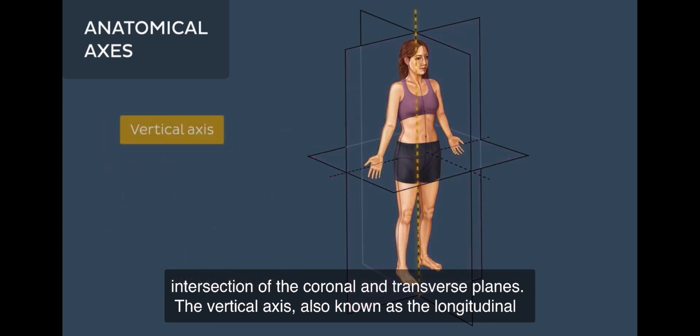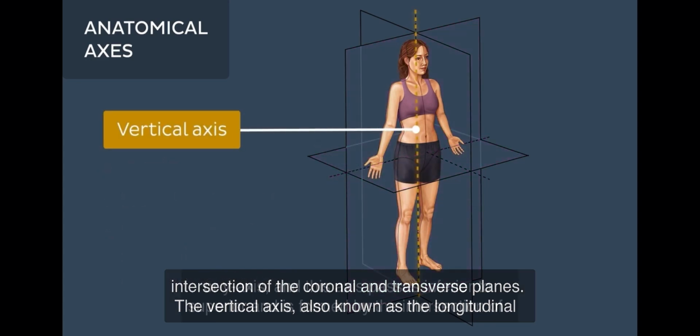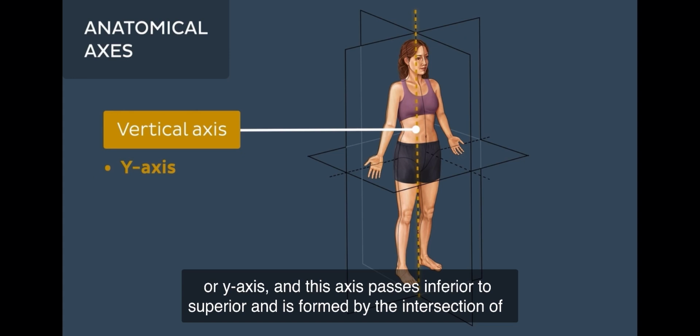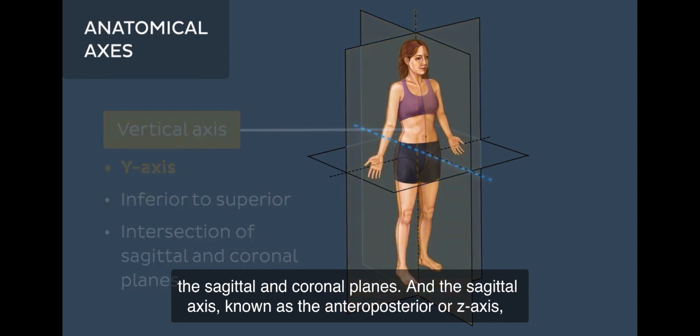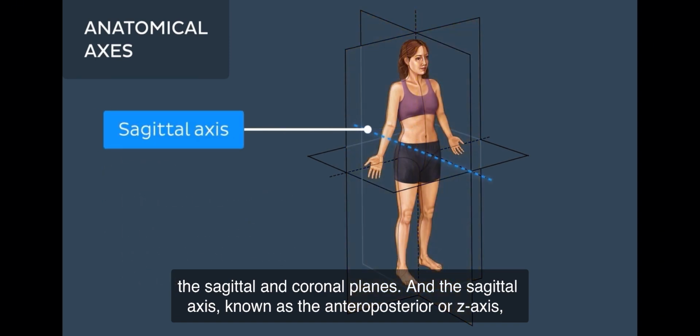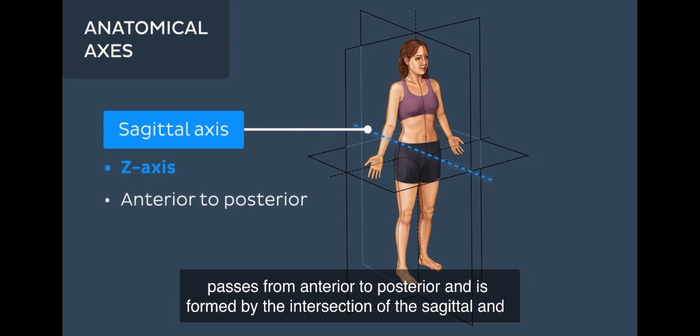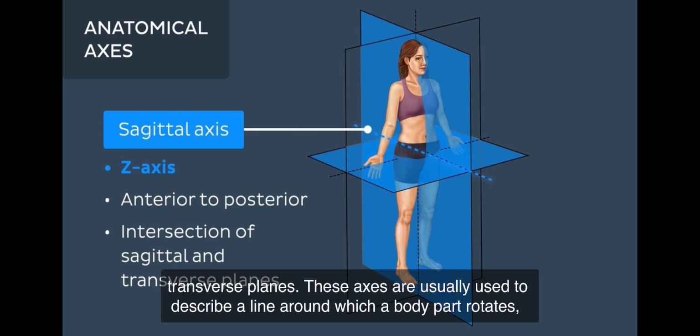The vertical axis, also known as the longitudinal or y-axis, passes inferior to superior and is formed by the intersection of the sagittal and coronal planes. And the sagittal axis, known as the antero-posterior or z-axis, passes from anterior to posterior and is formed by the intersection of the sagittal and transverse planes.